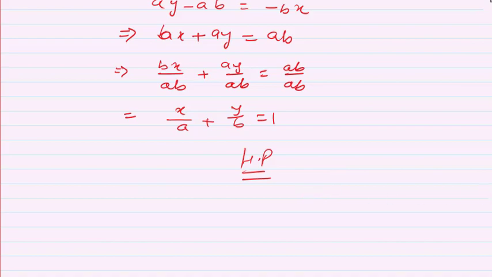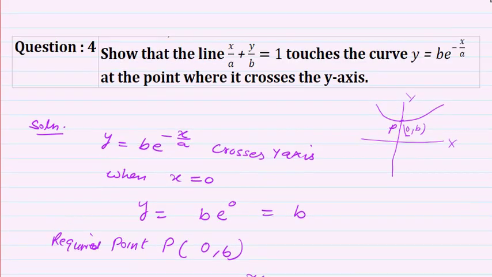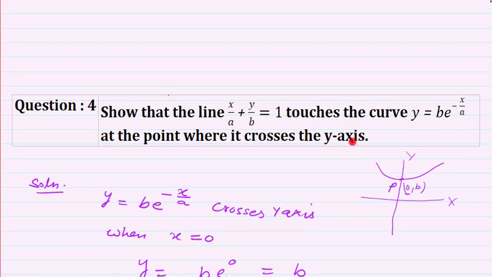So you should be very careful that when it is given crosses y-axis, so to calculate the point, put x is equal to 0, and when it is given crosses x-axis, you need to put y is equal to 0, and that will be the passing point of the curve at which the slope of tangent is to be found out.